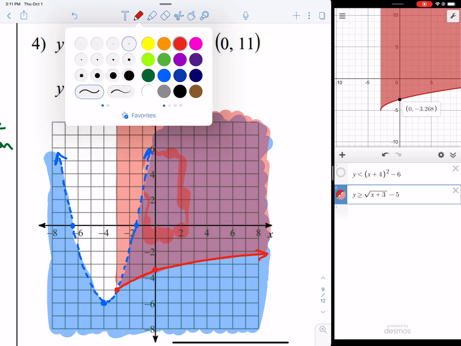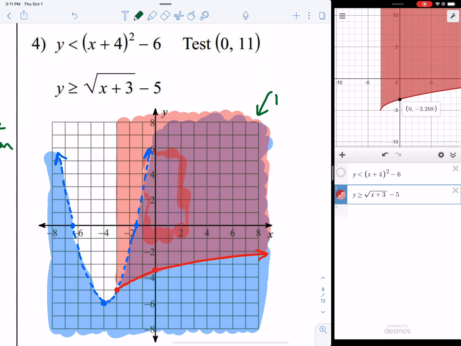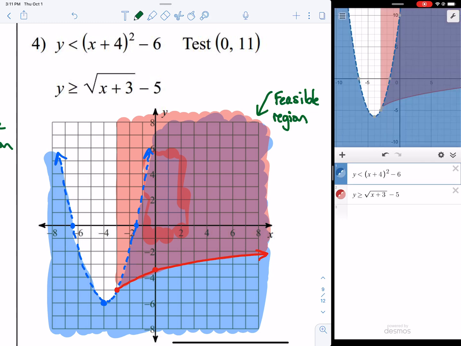Okay, so we've got our feasible region in this purple area. Feasible region means these are solutions because they are feasible. They make sense, in other words, if you were to plug them back into both of these equations. Okay, so that's what it looks like, and we've transferred it to our paper, and we just need to test the point (0, 11).